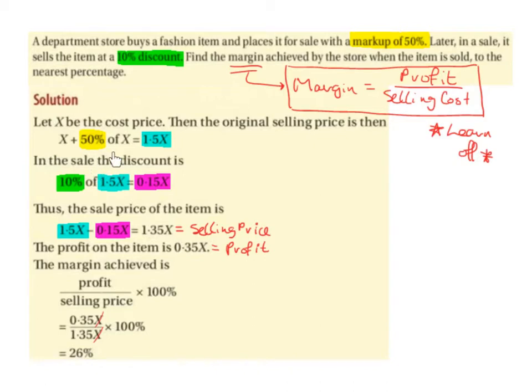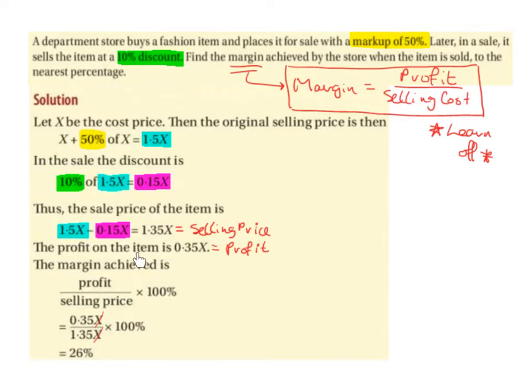In the sale, the discount is 10% of 1.5X. And 10% of 1.5 is 0.15. So we get 0.15X. Thus, the sale price of the item is 1.5X, which we got from here, minus 0.15X, which we got from here, which gives us 1.35X. So 1.35X is the selling price.